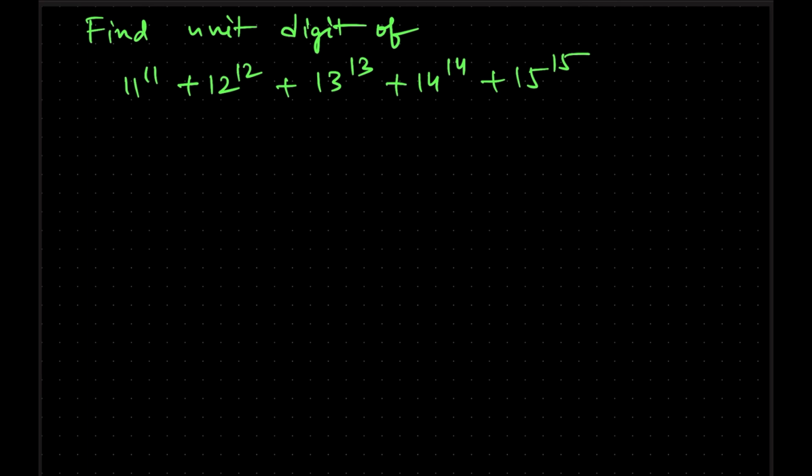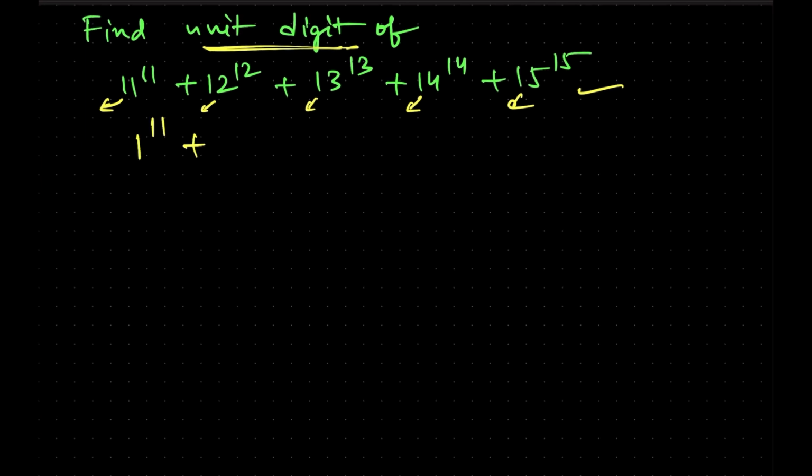So here 11 to the power 11, 12 to the power 12, so it is a sum and we have to find the last digit. So for unit digits, you don't have to worry about the tens place digit. Okay, so just eliminate that. So we can write it like this: 4 to the power 14 and 5 to the power 15. Now for every digit we will see what the cyclicity is.